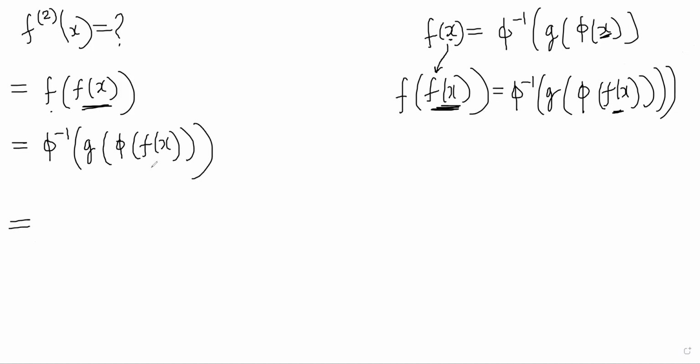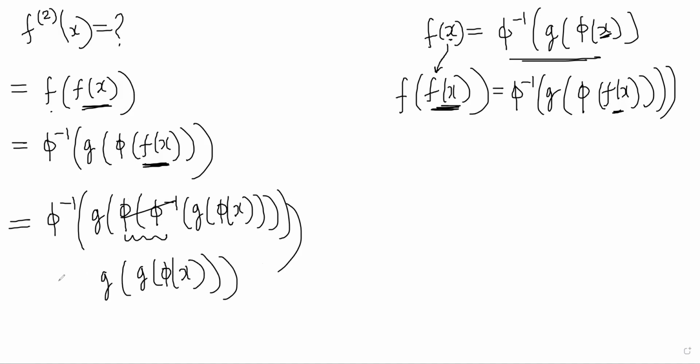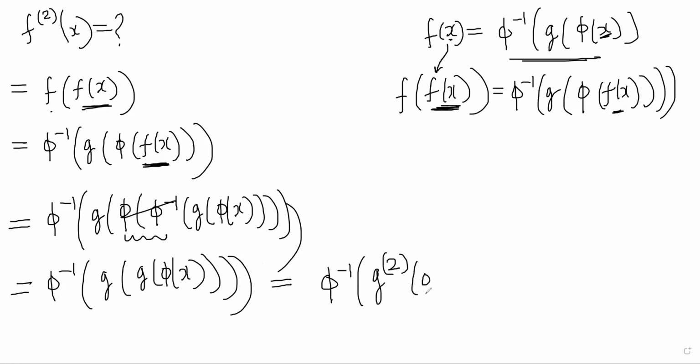Once you have this, we will write this f of x again using the original term. So phi inverse g of phi of f of x is basically phi inverse g of phi of phi inverse g of phi of x, right? So now think about it. This phi and phi inverse will go away. They will get cancelled. And you will have g of phi of x inside, and outside there is a phi inverse. So now this becomes basically phi inverse g square, g of 2 of phi of x.